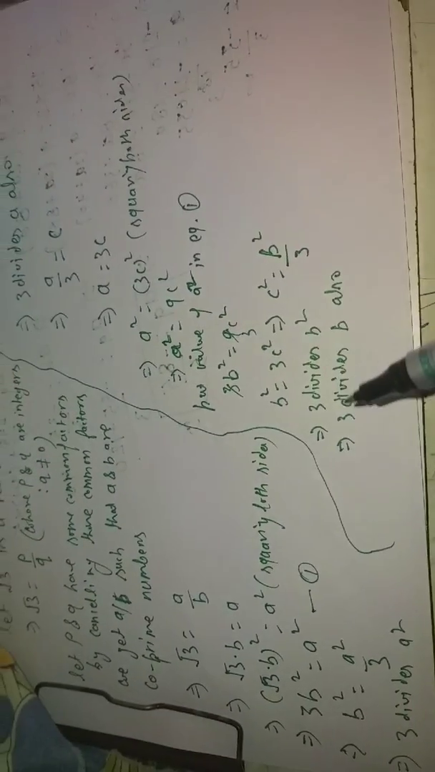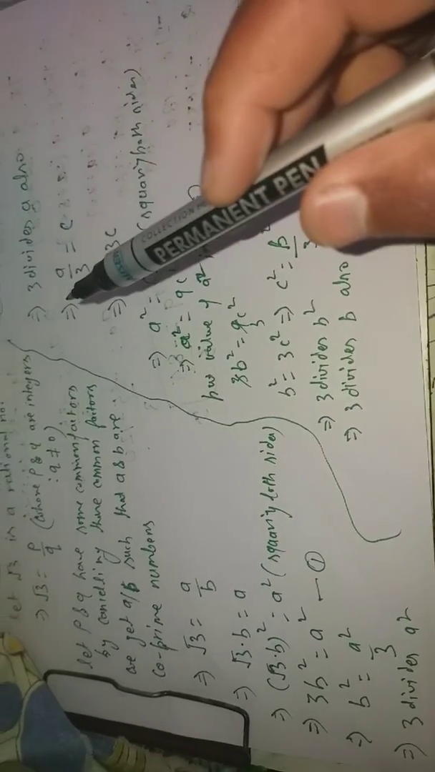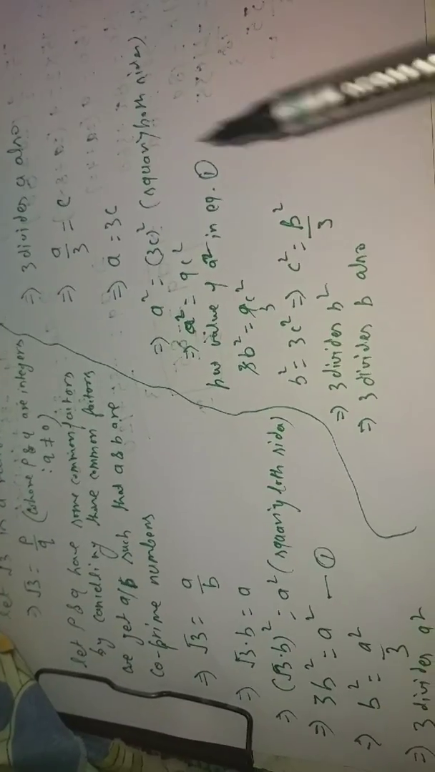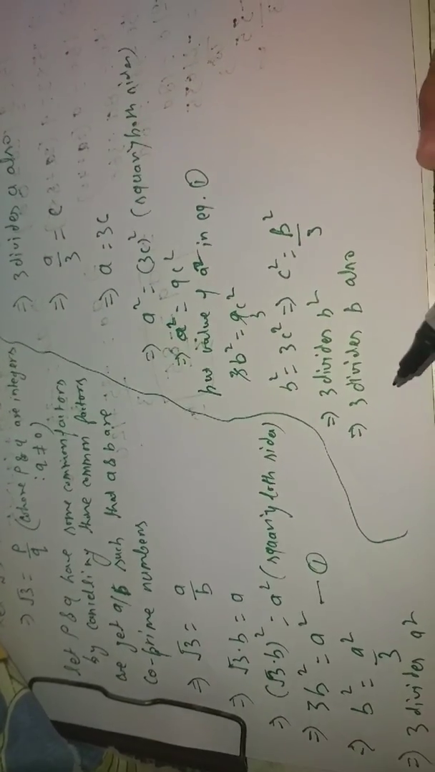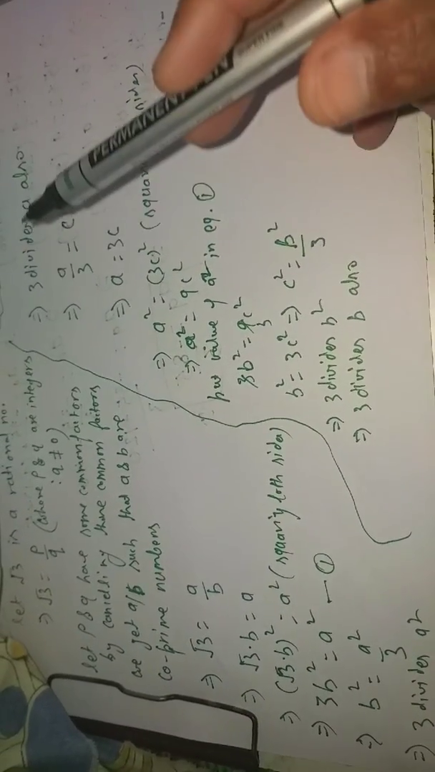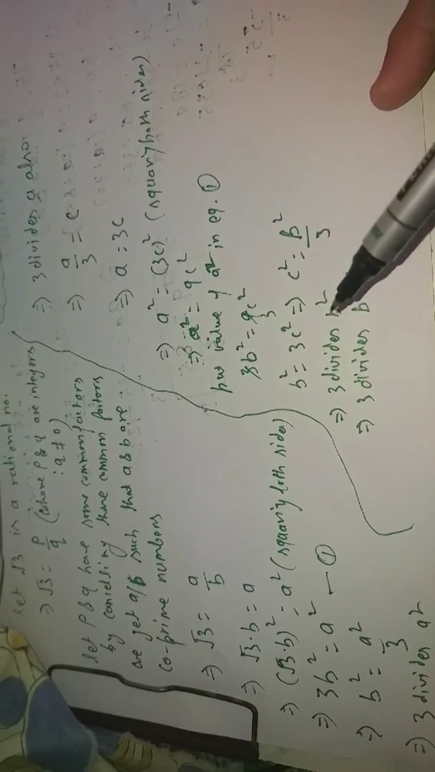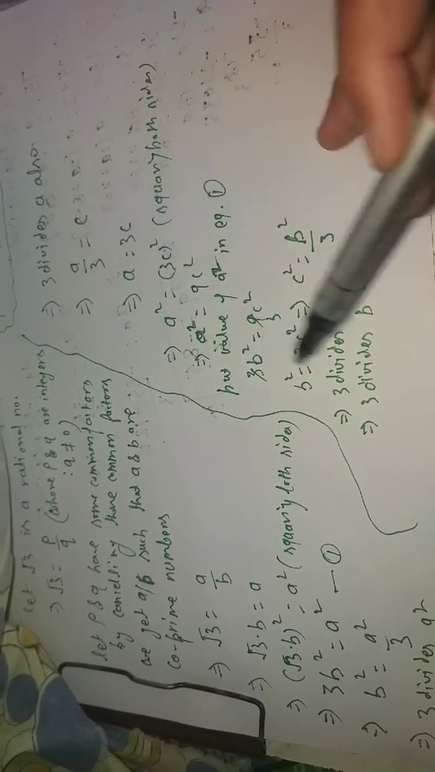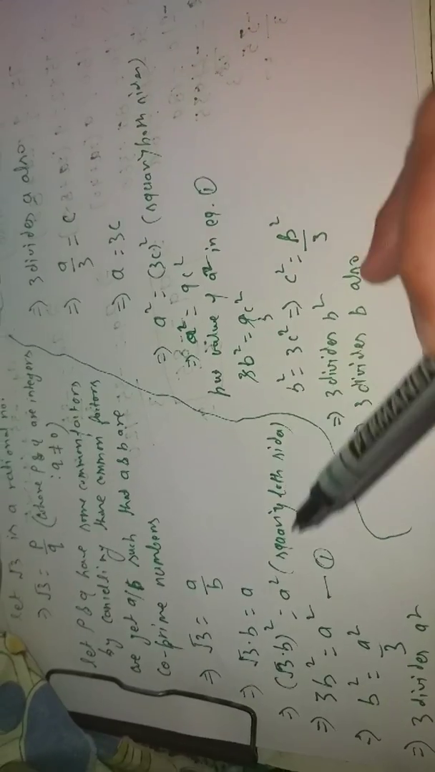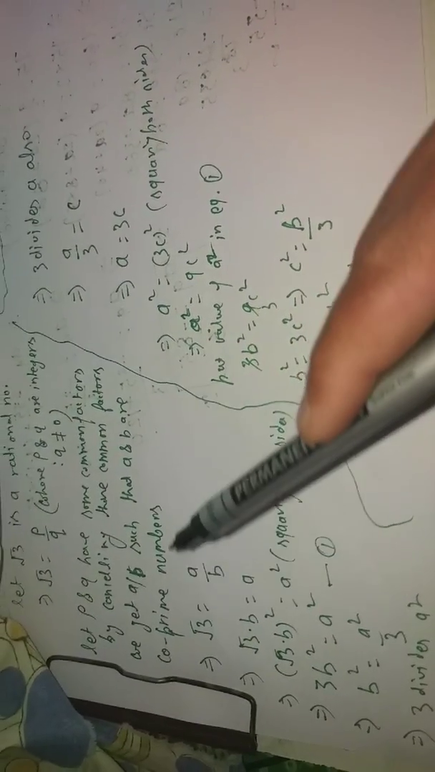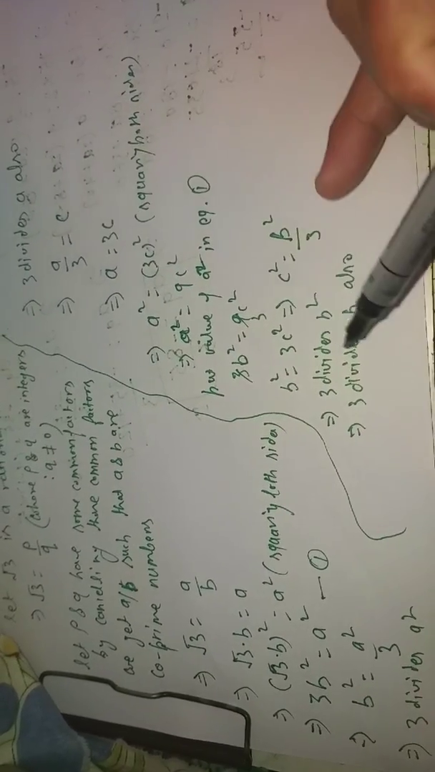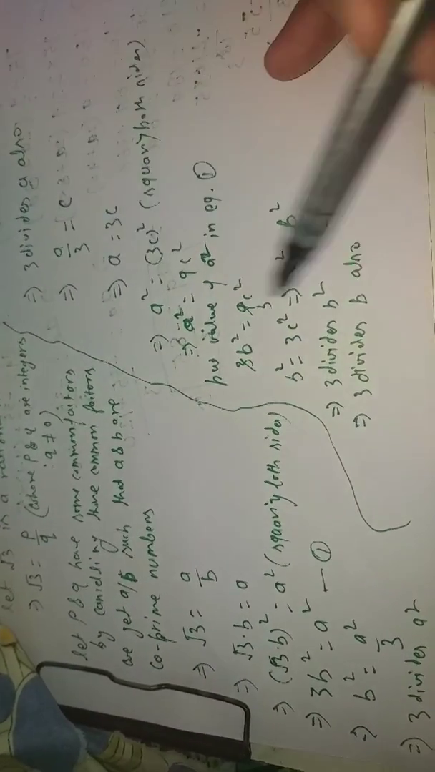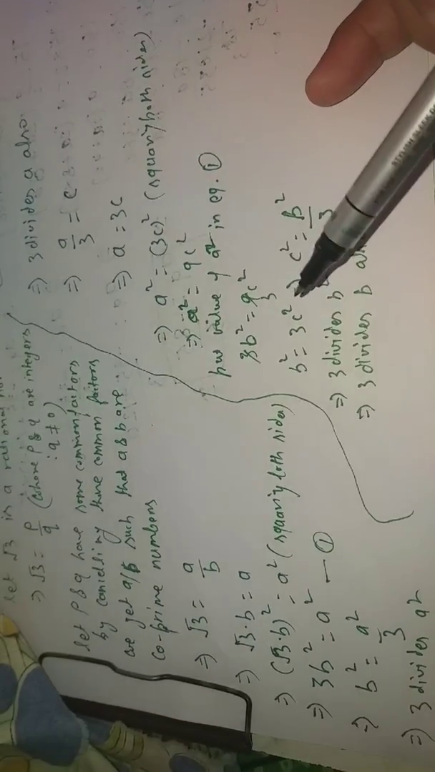Now look here, 3 is dividing b also and 3 is dividing a also. It means a and b have 3 as a common factor. Because 3 divides a also and 3 divides b also, it means a and b have 3 as common. But earlier we assumed a and b are co-prime numbers, they have nothing common. But again, what happened? 3 has become the common factor of a and b. So our assumption was wrong.